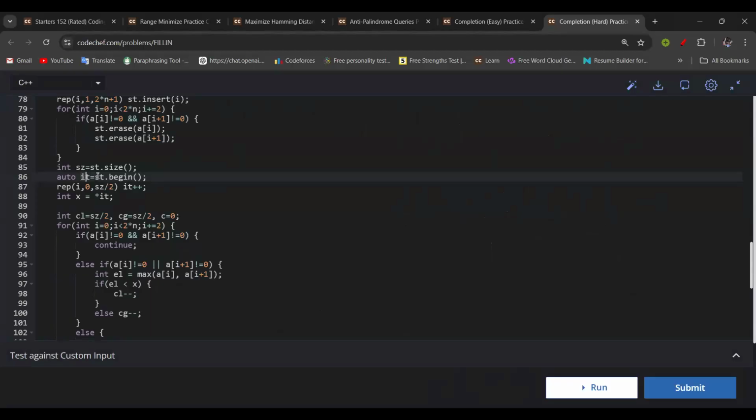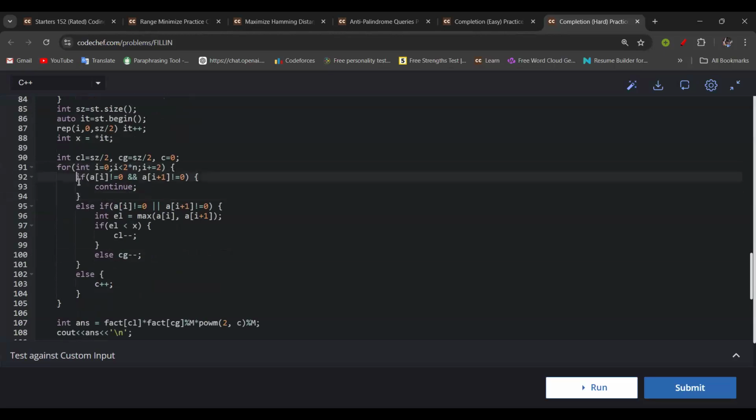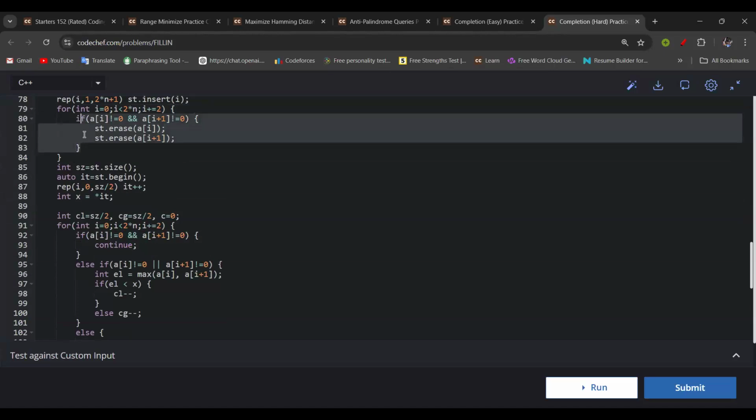So my it starts at begin, size by 2 times, I did it++. So x is *it. So x is the thing on the basis of which we are doing the partition. If the element is less than x, it falls in the lower range, otherwise the greater range. Again, this would remain the same. CL, CG.